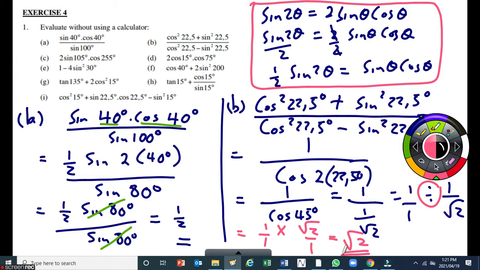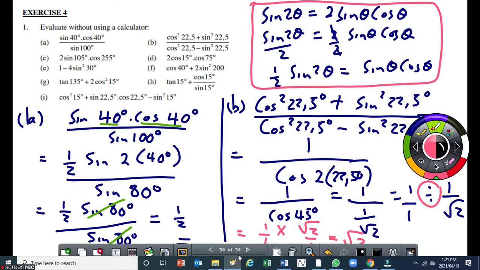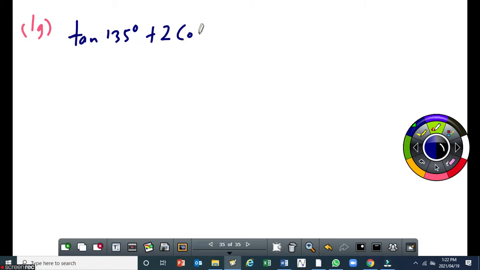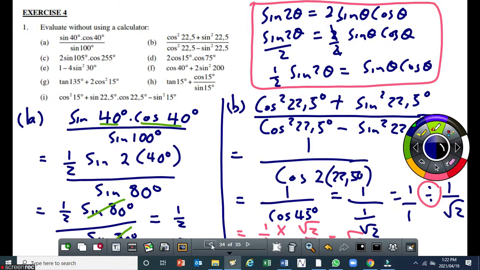Alright, let me choose another one. Let me do G, 1G. I hope you're following what I'm doing. I'm not using a calculator. 1G is tan 135 plus 2 cos squared 15 degrees. So I'm moving on to the next page. Tan 135 plus 2 cos squared 15 degrees.